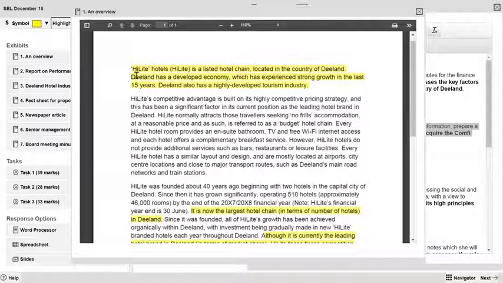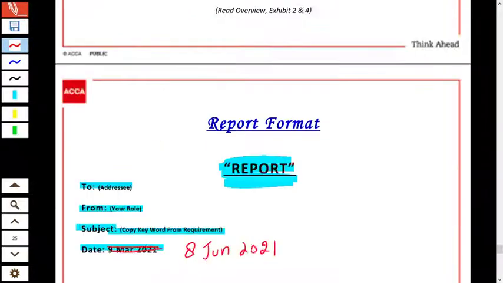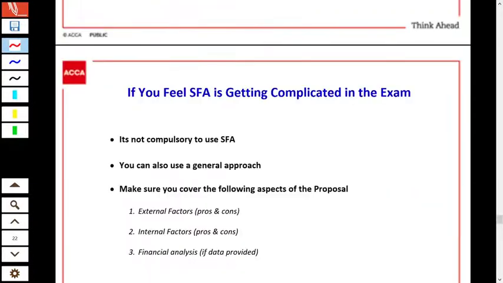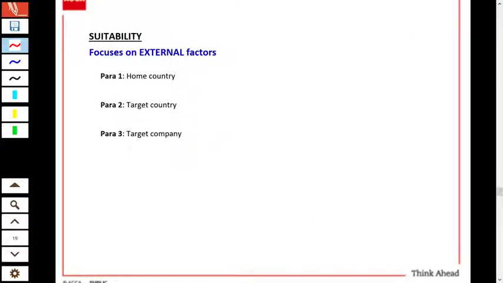Can anybody tell me developed economy, strong growth, and highly developed tourism industry, internal factor or external factor? And do you remember where we put external factors? If we go to SFA, there are some external factors. You see this? And it's about home country. Very good.